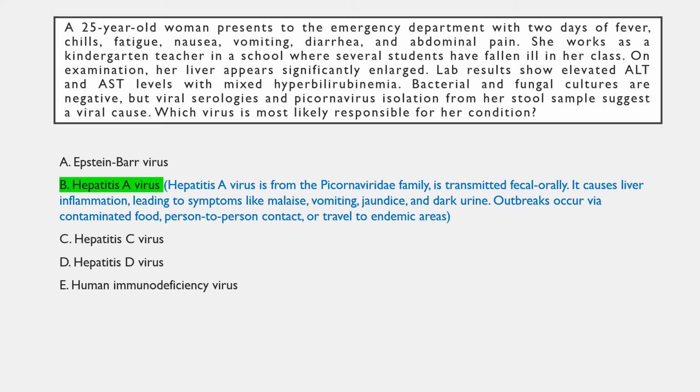The manifestations of hepatitis A virus infection, such as malaise, vomiting, jaundice, dark urine, acholic stools, are due to inflammation-mediated damage to the liver.